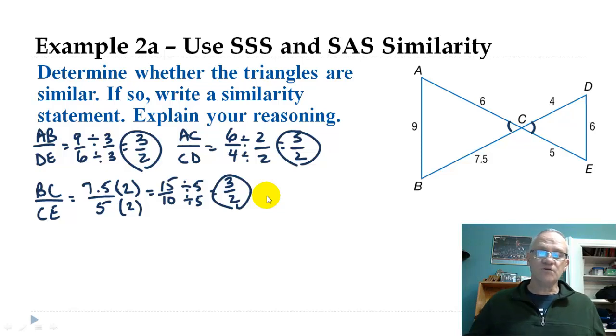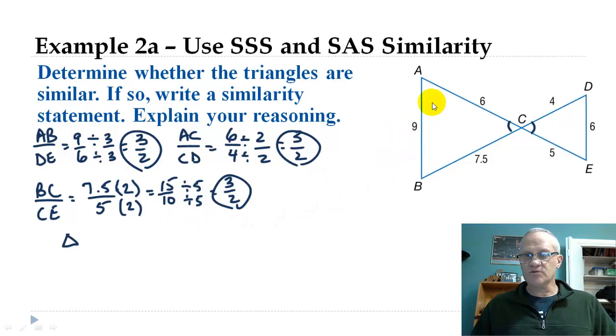Okay, so that's awesome. So what this means is we did the proportion of all 3 sides, and they all came out to be the same ratio of 3 to 2. And so we can say, yes, these are similar triangles. Let's write the similarity statement here. We're going to say triangle.